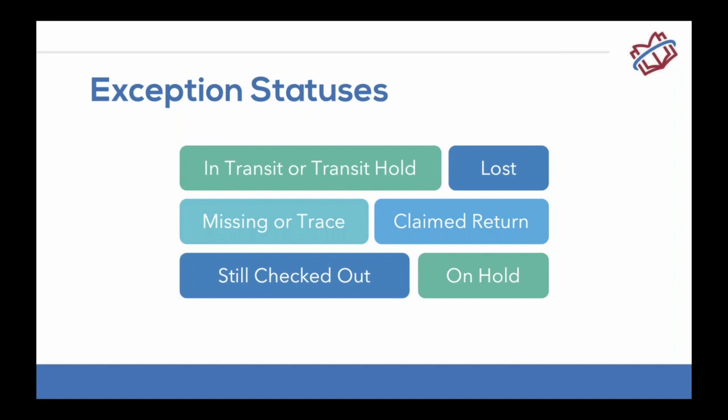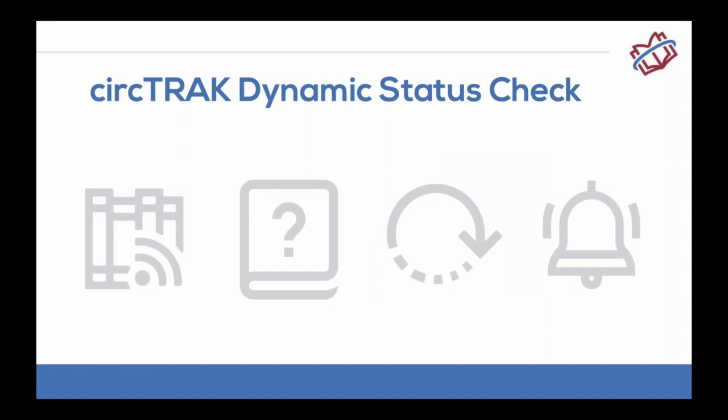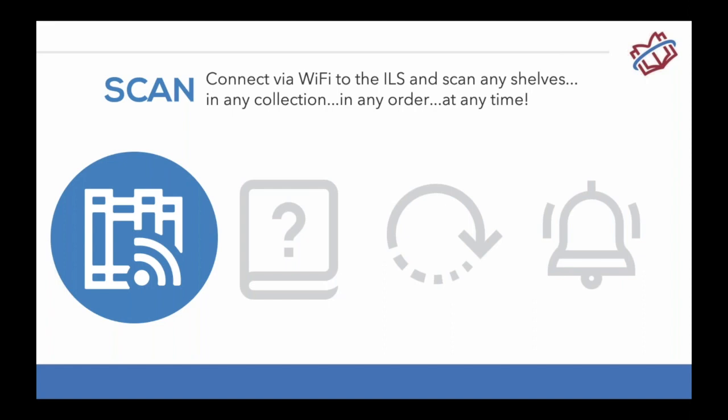So let's take a look at how circTRAK performs dynamic status check in 4 steps. First step, a staff member connects circTRAK to the library's ILS via a secure Wi-Fi connection. There's no timing or continuity like there is with inventory or a requirement to scan the entire collection. That's worth emphasizing. You're going out into the stacks, the staff can start scanning a range or collection in any order at any time. Total flexibility.